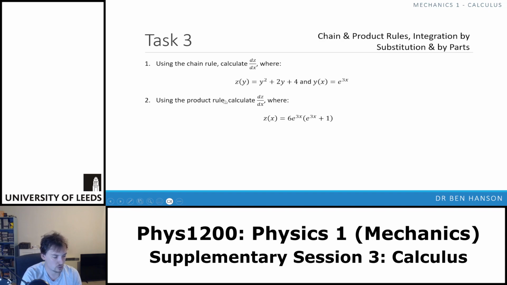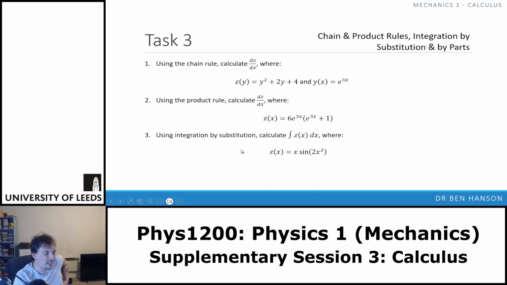But using the product rule, calculate dz by dx, where z of x is equal to this. Like before, you could times these brackets out and then calculate explicitly with respect to x, but I'd suggest not doing that. I'd suggest using the product rule and comparing your answers, right? So differentiate the first, leave the second, plus leave the first, differentiate the second, and add the results together. Compare that with times in the brackets out and just differentiating it straight away. See what happens.